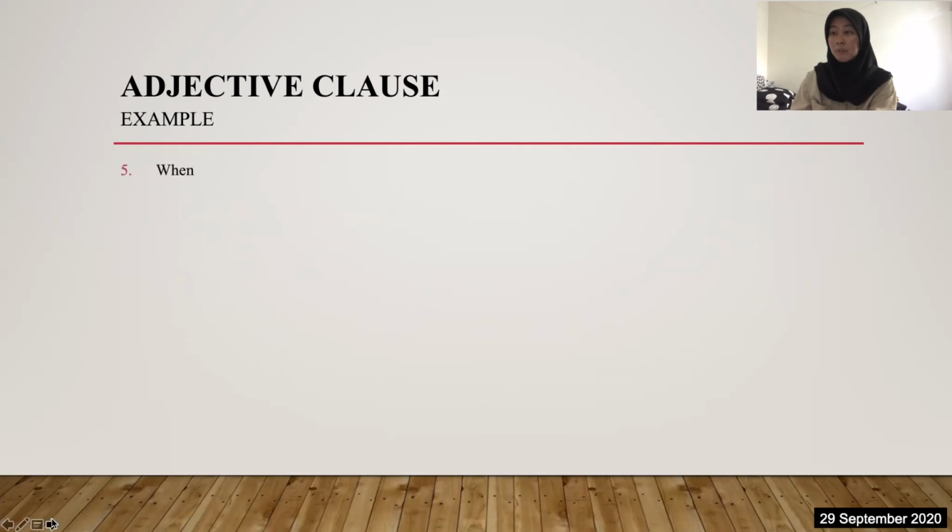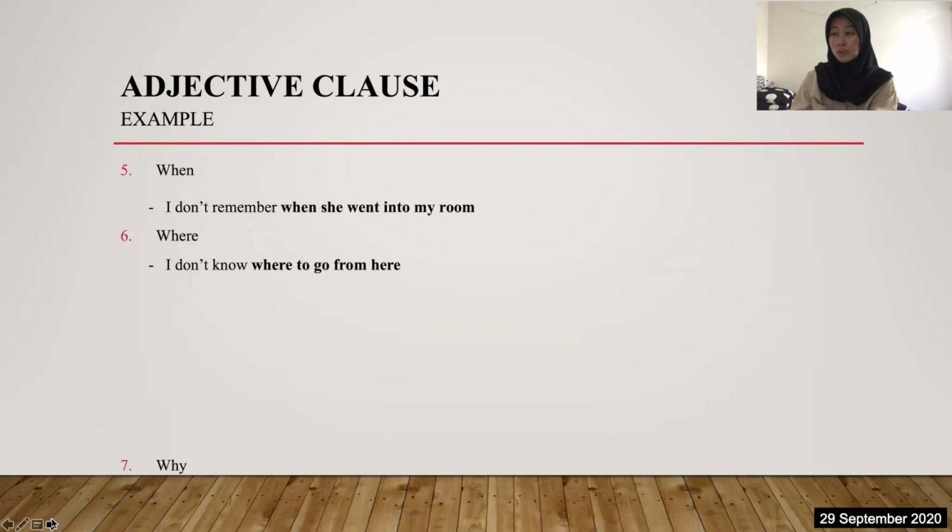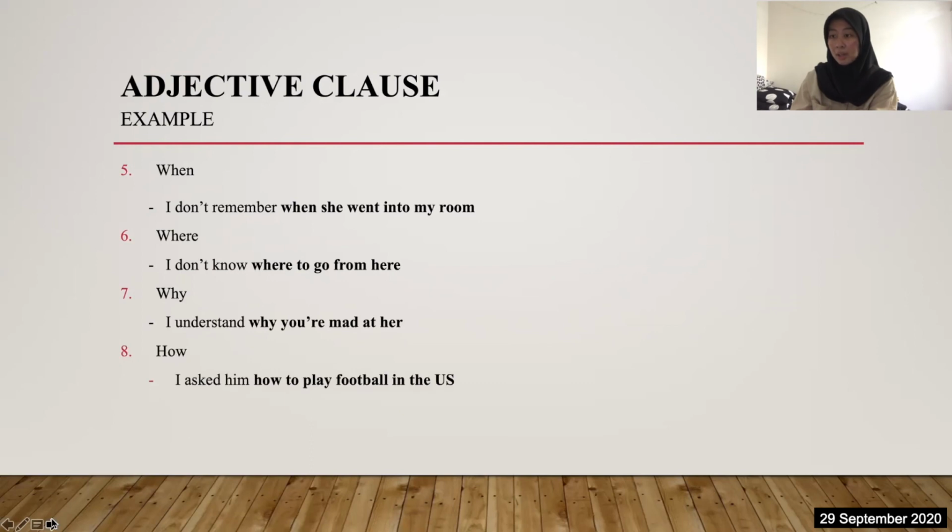When? I don't remember when she went into my room. Where? I don't know where to go from here. Why? I understand why you're mad at her. How? I asked him how to play football in the US. Whose? The man whose car was stolen called the police.